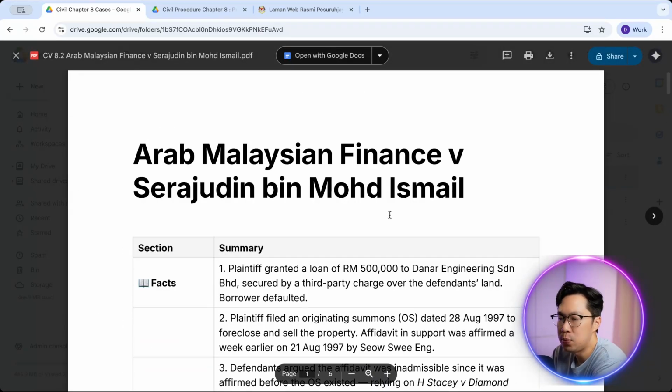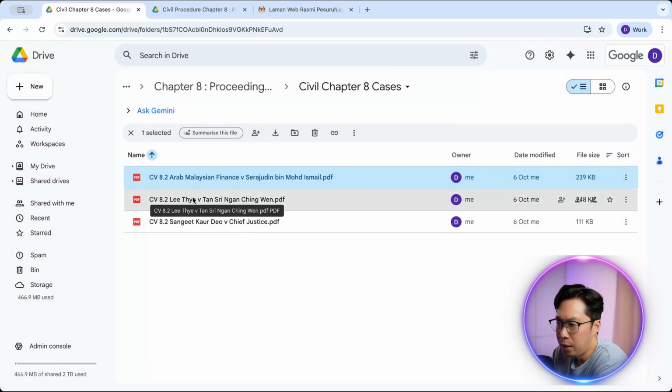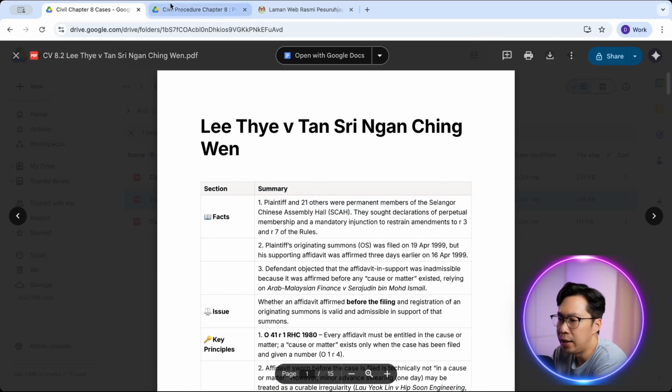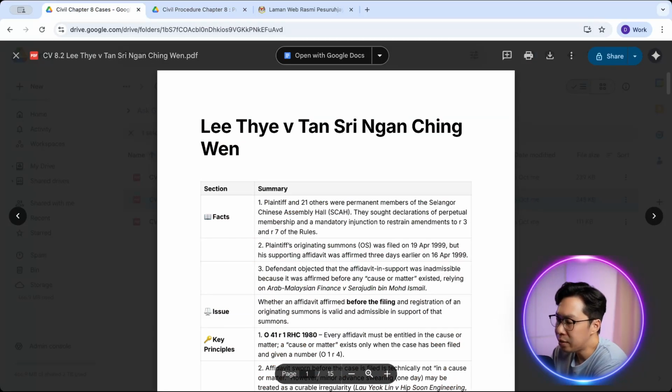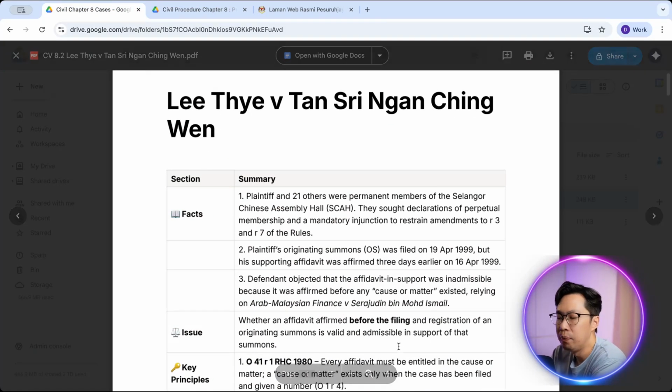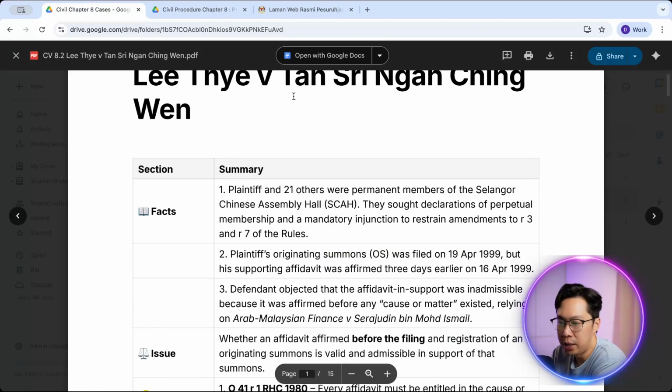Okay, now let's move on to the next case. The next case is Li Tai. Li Tai, I want you to read 323 to 327. So the Li Tai case came after Arab Malaysian Finance, so it compared Arab Malaysian Finance as well.